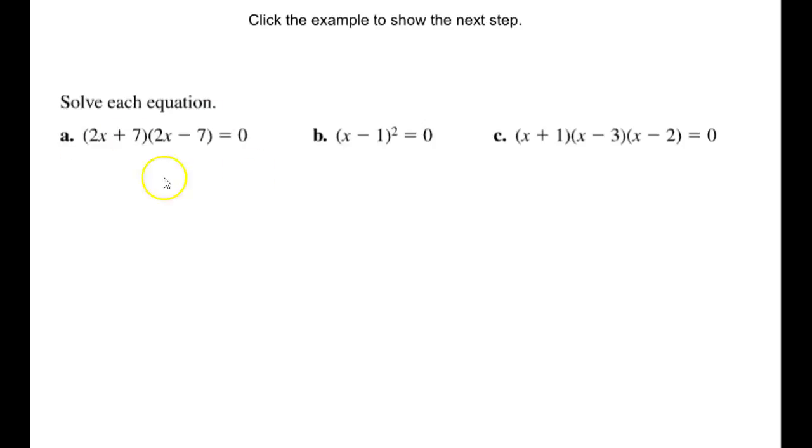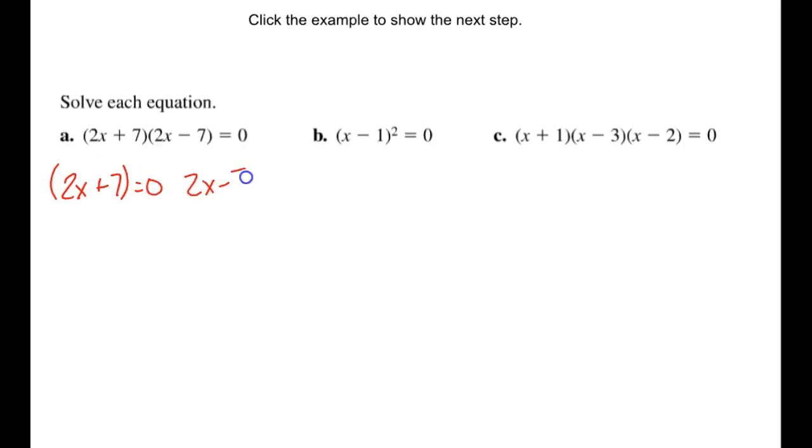And so now we're going to look at a little bit more complicated. So I'm going to solve each equation. So solving, remember, means getting that variable by itself. So here I'm already in factored form. So I've got 2x plus 7 times 2x minus 7 equals 0. And I'm set equal to 0, so I can go ahead and solve them. So I take each piece that I have and set it equal to 0.